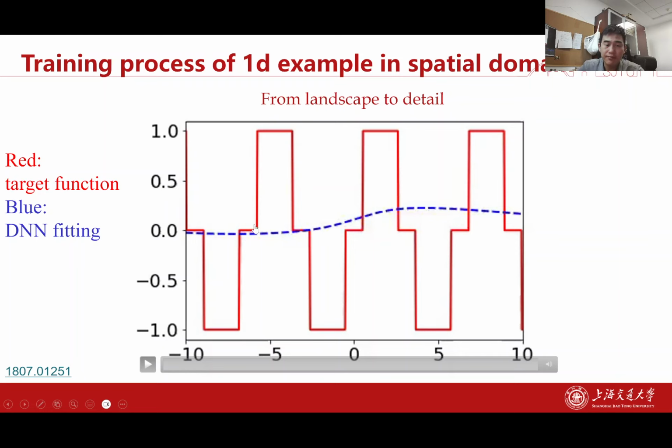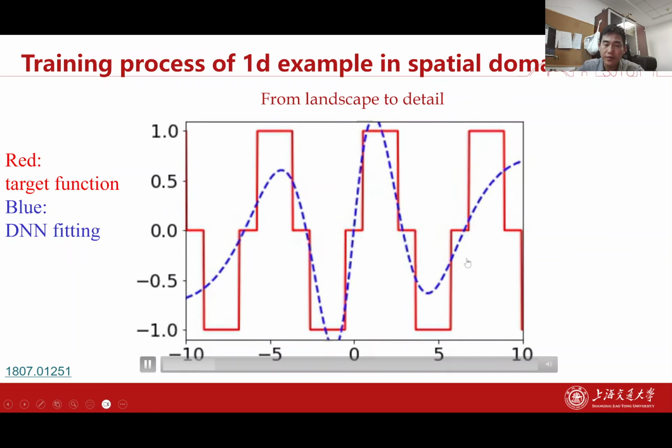It has multiple discontinuities. The blue curve is the output of the neural network initially. They are very different. So we will use gradient descent based methods like Adam or SGD to fit this target function. Now let's take a look at this movie to see how the network fits the curve as the training goes on.